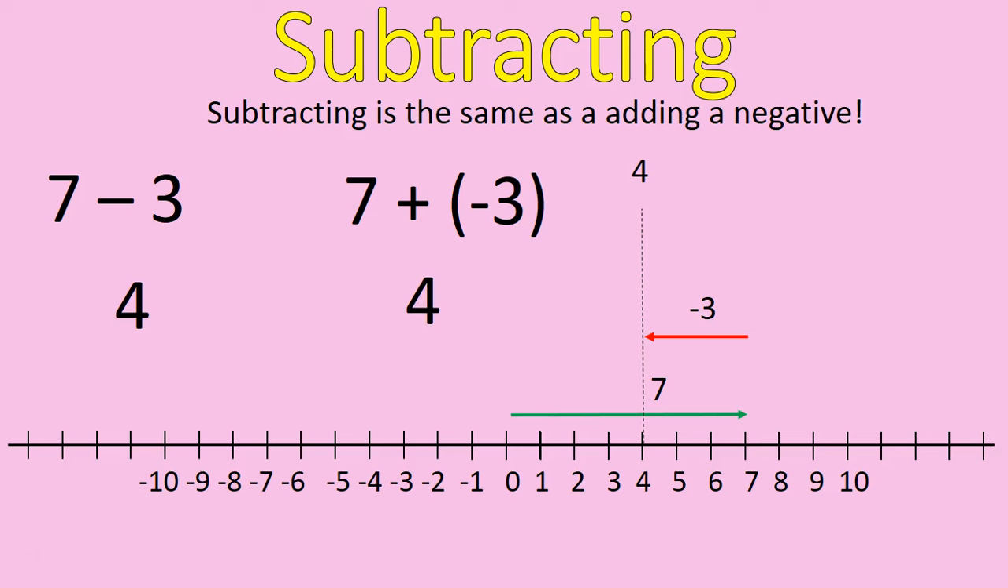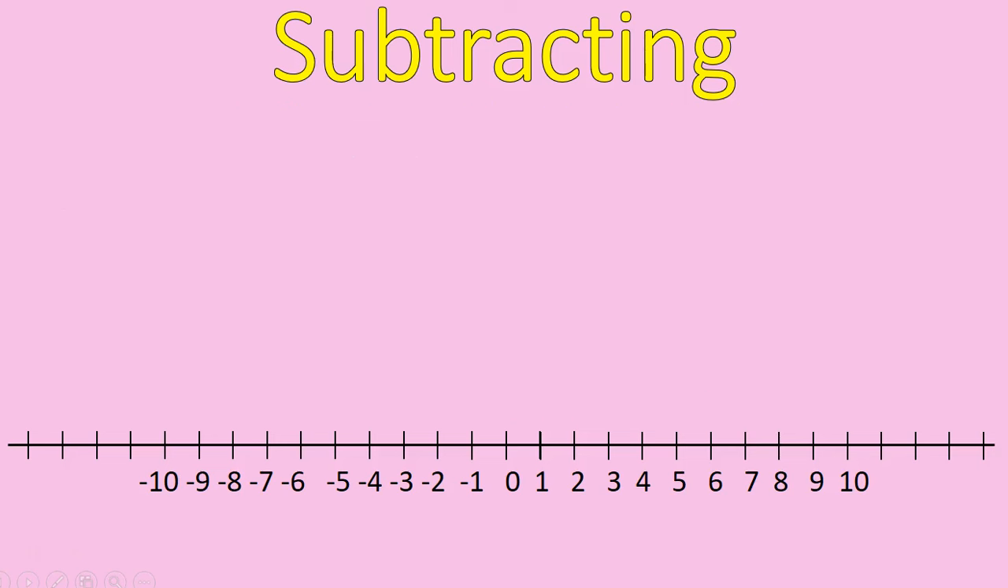So, just think about this. Subtracting is adding a negative, or adding the opposite of this number. So instead of subtracting 3, we're adding the opposite of 3. We're adding a negative 3. Let me show you.